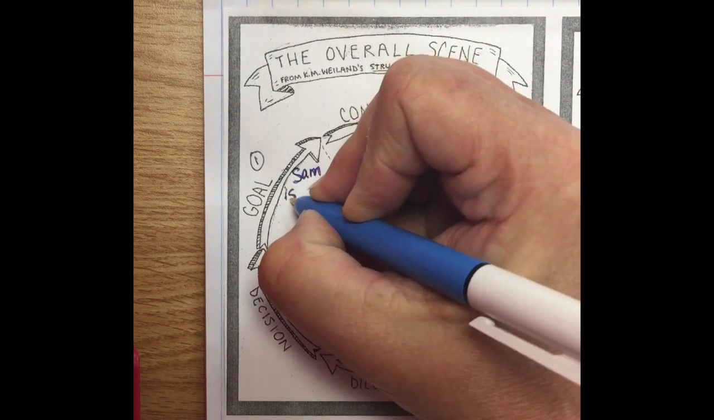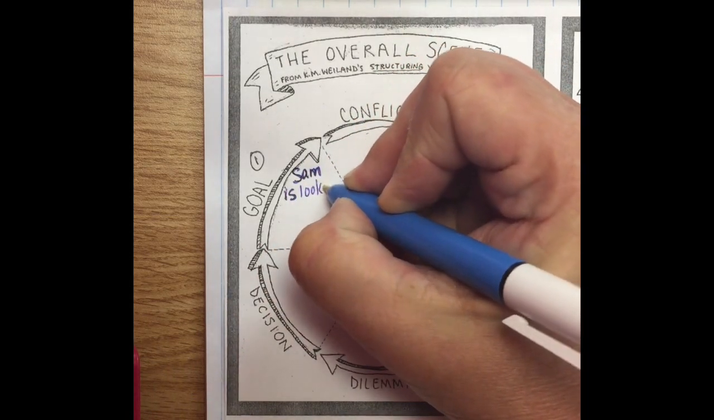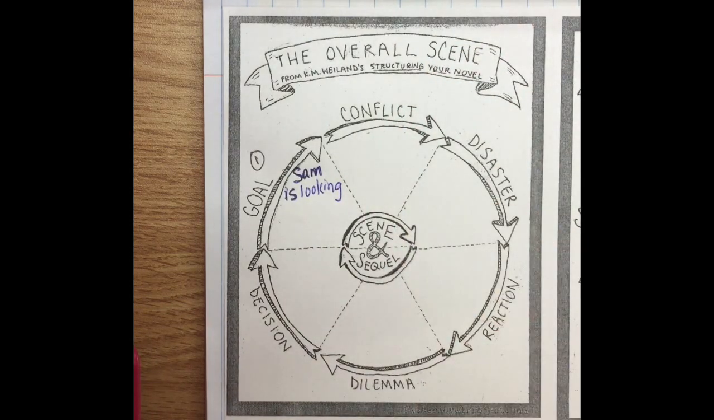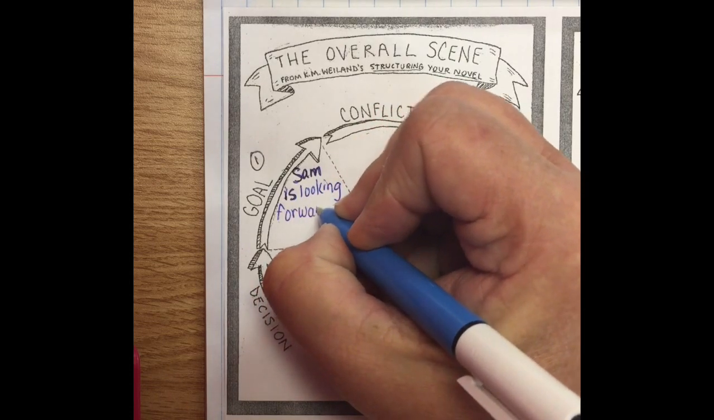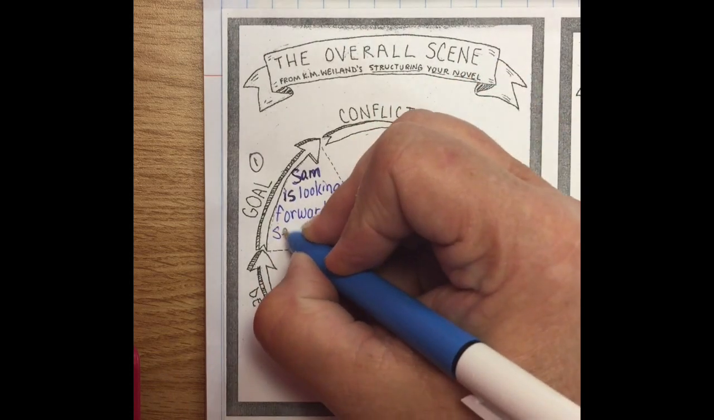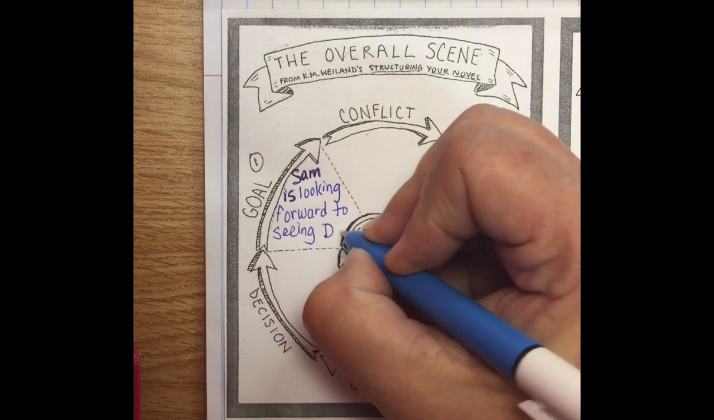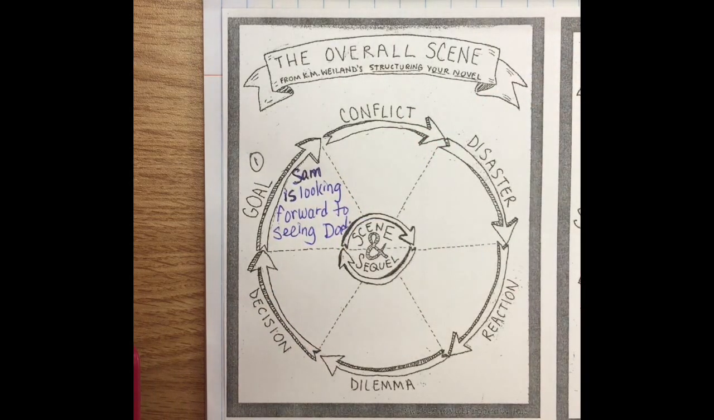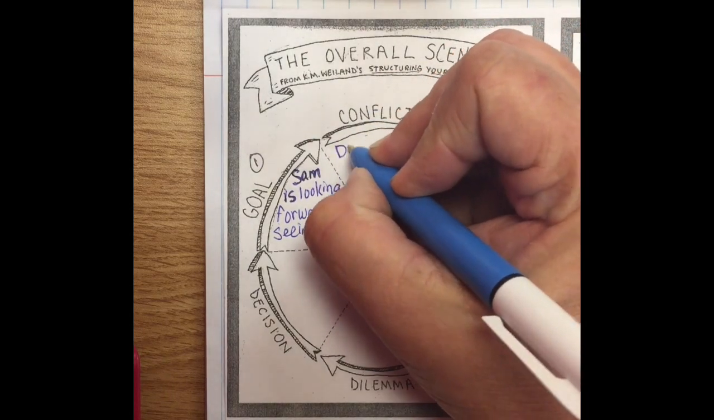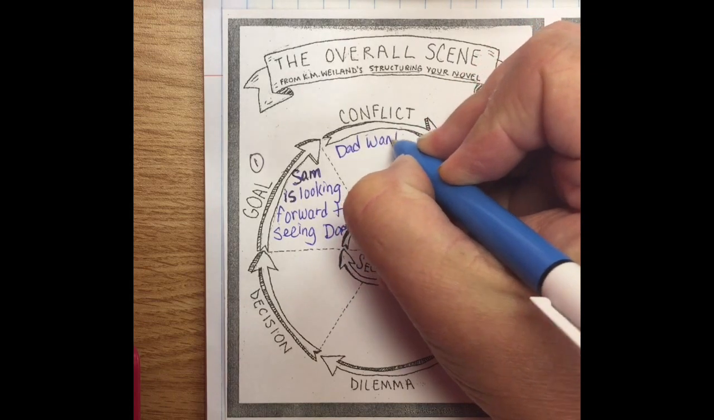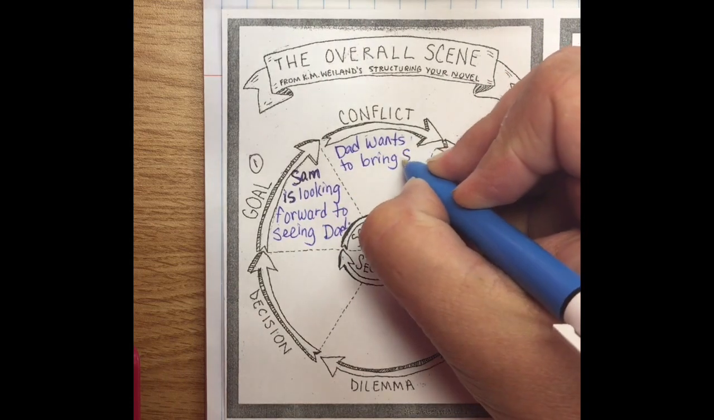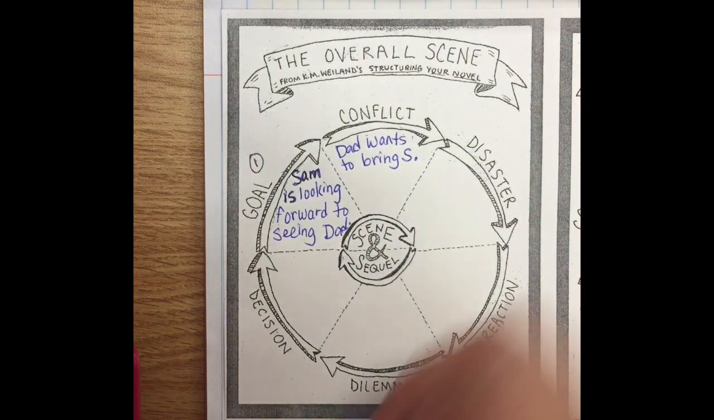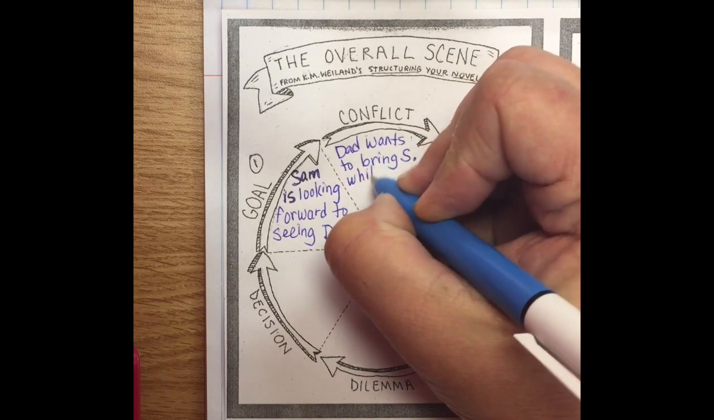You guys have some examples in your notebook. I want you to copy this as I'm doing it. Sam is looking forward to seeing his dad. Now, his parents are divorced, so he doesn't get to see his dad very often. Okay, so the conflict comes in when Dad wants to bring him, I'm going to put S for Sam, okay? S, white water rafting.